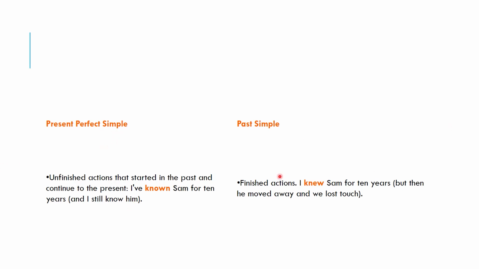Okay? But when we talk about a finished action, then we use what? Past simple. Okay? I knew Sam for 10 years. I knew him and then, for example, he may have moved away and we lost touch. Now I don't know him, like we are not in touch. Okay? So the first difference is that we use present perfect simple to talk about unfinished actions that started in the past and are continuing to the present. But with the past simple, we talk about actions that are finished in the past.